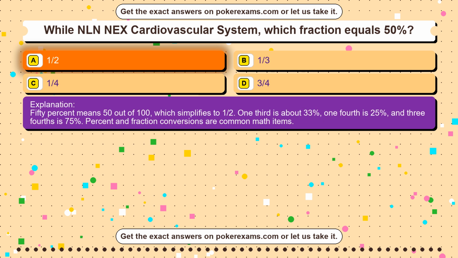50% means 50 out of 100, which simplifies to 1/2. 1/3 is about 33%, 1/4 is 25%, and 3/4 is 75%. Percent and fraction conversions are common math items.